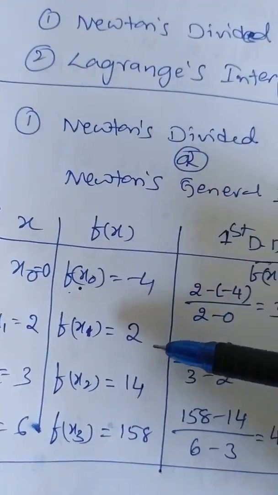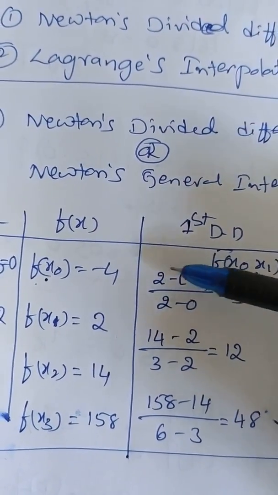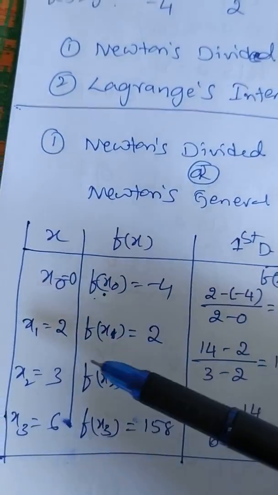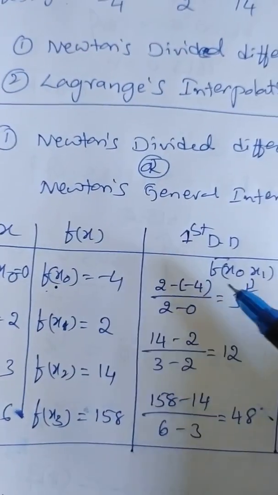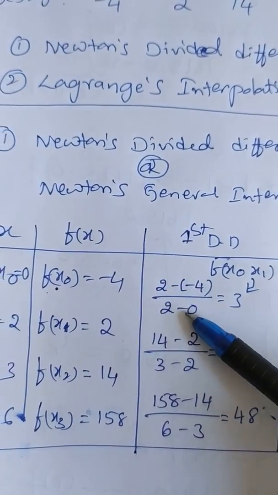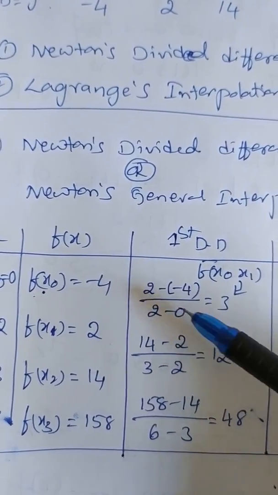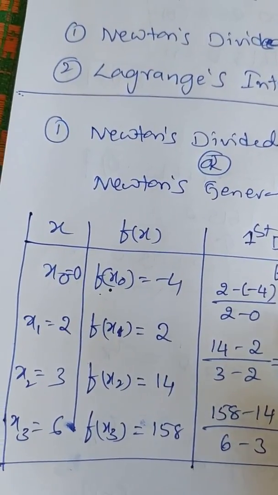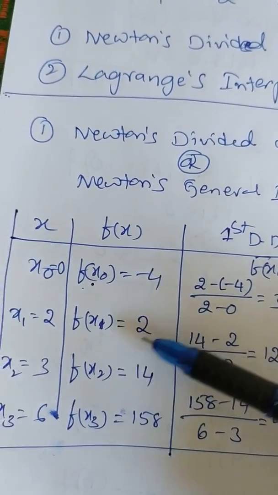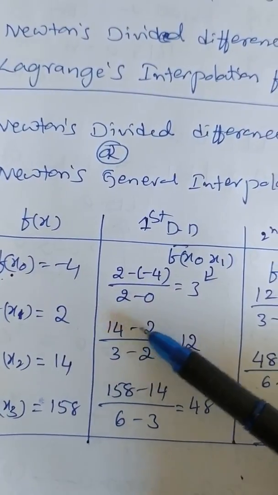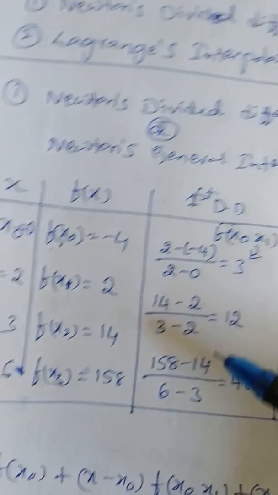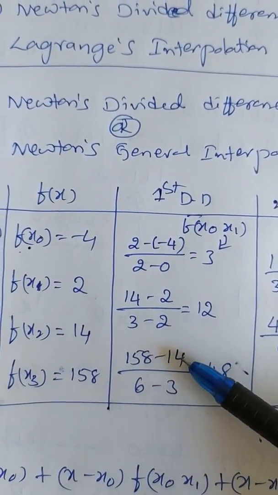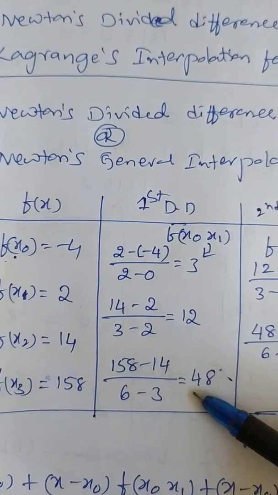Now, divided difference. First find the difference. 2 minus of minus 4. Difference between f of x values. Next, find the difference between x values. So, 2 minus of minus 4 divided by 2 minus 0. Difference and we divide it. That is equal to 3. Similarly, for second and third value, 14 minus 2 divided by 3 minus 2, that is equal to 12. Similarly, for next two values, 158 minus 14 divided by 6 minus 3, that is equal to 48.